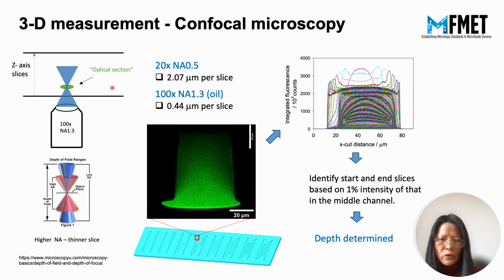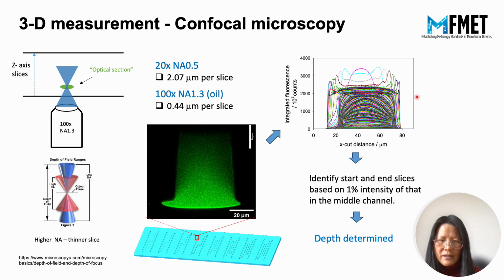This process is also known as optical sectioning. By collecting a series of optical sections in the Z-axis, confocal microscopy can produce 3-dimensional images. The achievable resolution in the Z-axis depends on the numerical aperture of the objective lens. A higher NA objective lens enables thinner optical sections. The image here shows a Z-stack of 180 optical slices captured with a 100 times NA 1.3 objective lens and their corresponding fluorescence profiles at each Z distance.